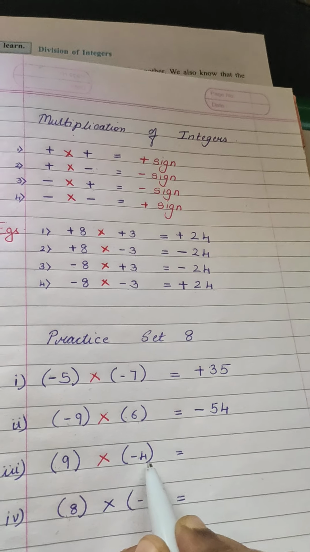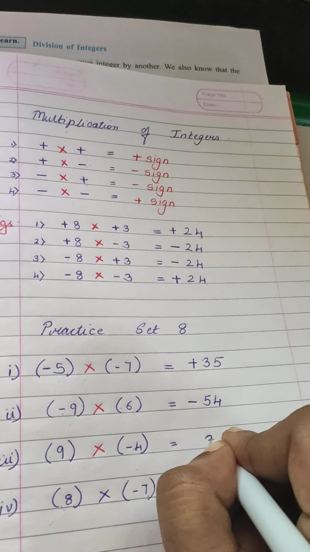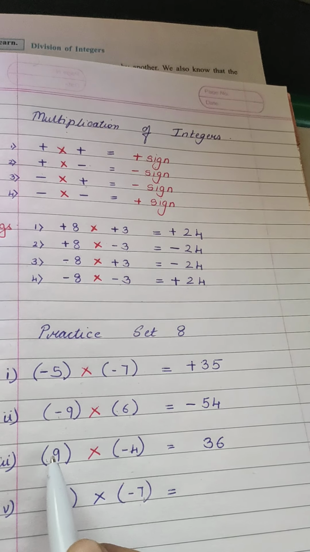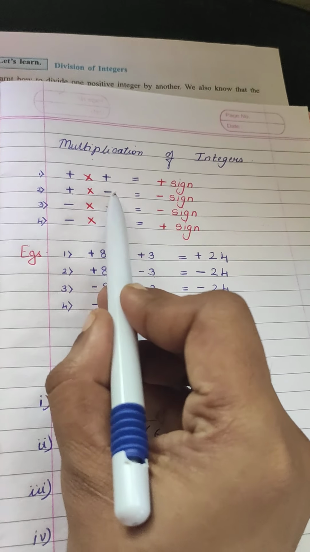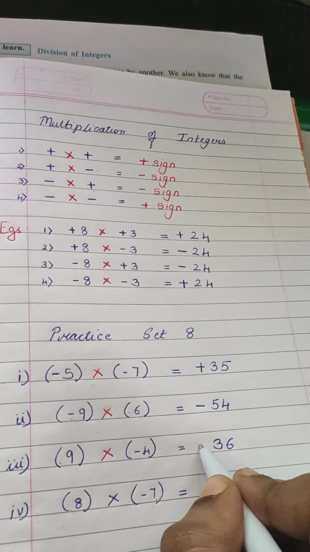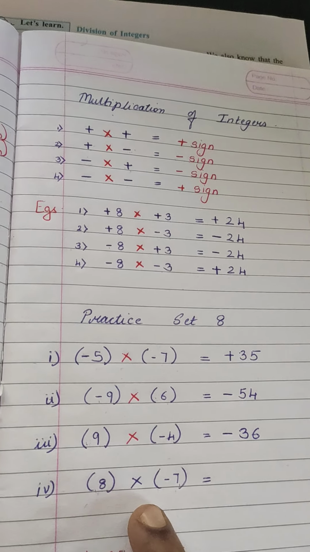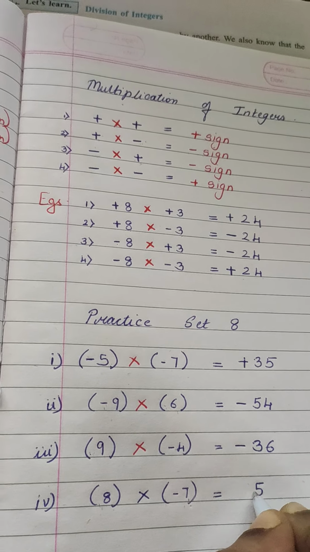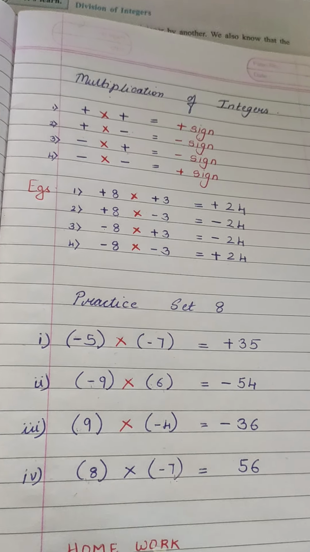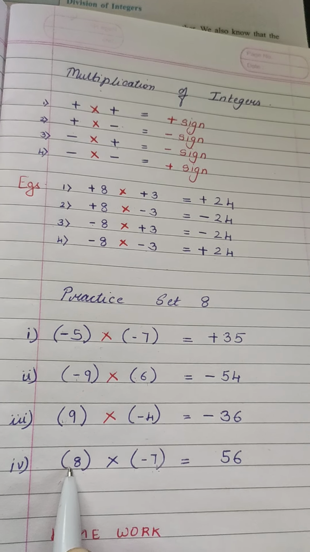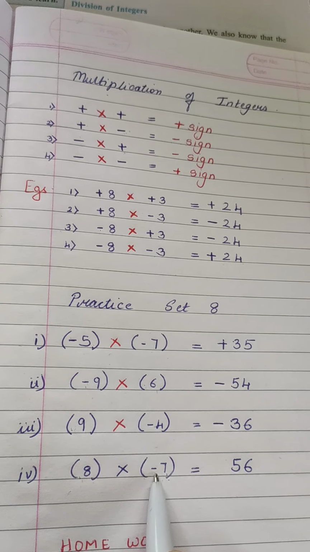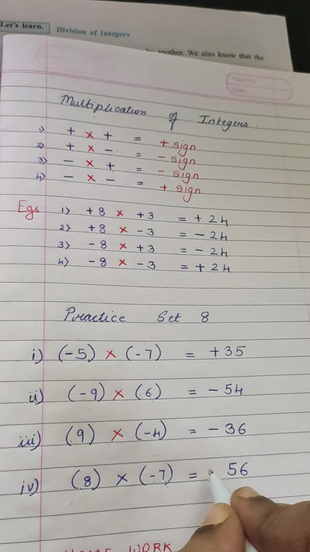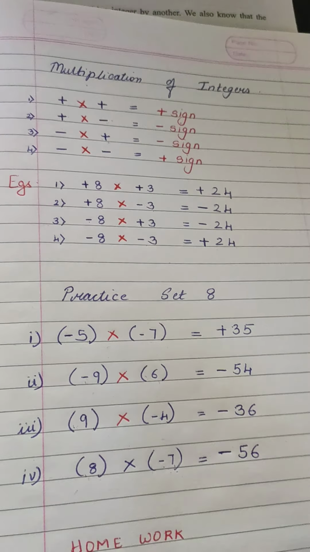Similarly here, 9 4s are 36 and no sign, that means it is a positive number. So plus into minus is a minus. And here the last one. 8 7s are 56. So I will write 56 as my answer here first. And no sign, that means it's a positive number. And here it's minus 7. So positive into negative. Again, plus into minus is minus. So I will put a minus sign here.